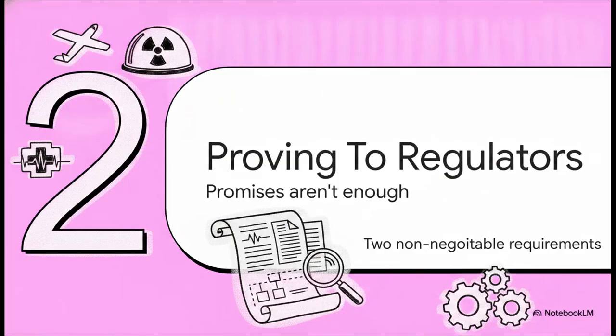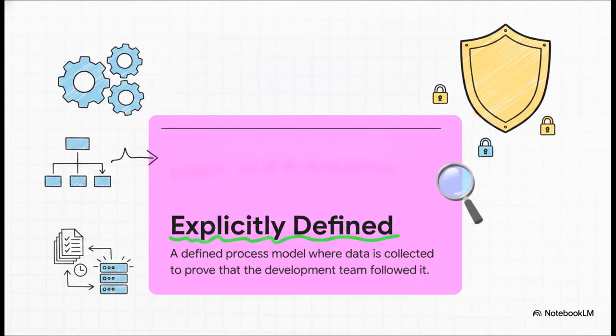Section 2, Proving it to Regulators, When Promises Aren't Enough. So, why does process matter so much? Because out in the real world, especially for critical systems, think aviation, nuclear power, medical devices, you can't just look a safety regulator in the eye and say, hey, trust us, we tested it. That doesn't fly. You actually have to present a heavily documented model of your process and provide concrete evidence that your team followed it to the letter.